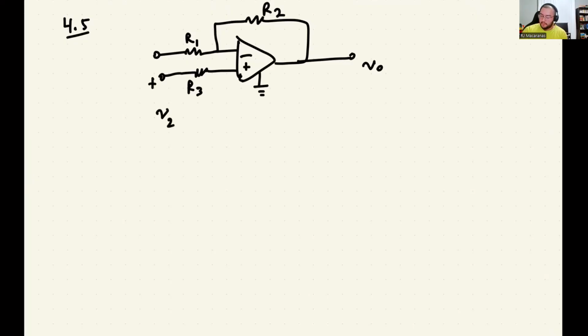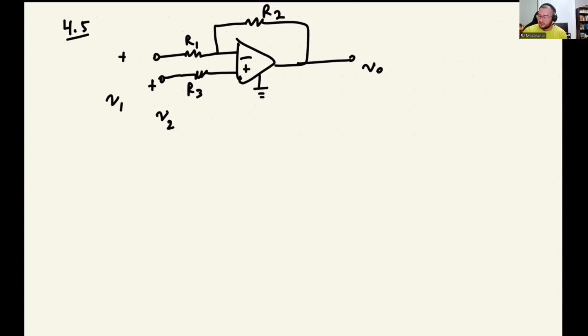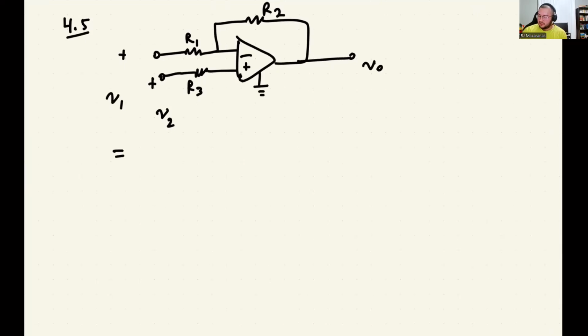So V1 is going into the inverting input, and V2 is going into the non-inverting input. And then they've got R4 tying from the non-inverting input back down to ground. And again, we're just looking for this output voltage.